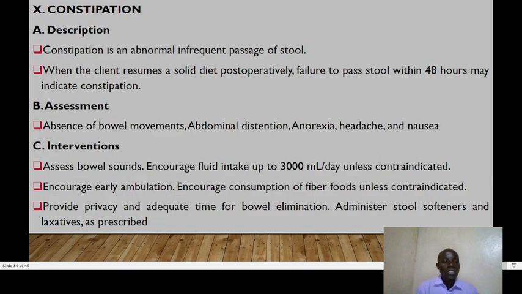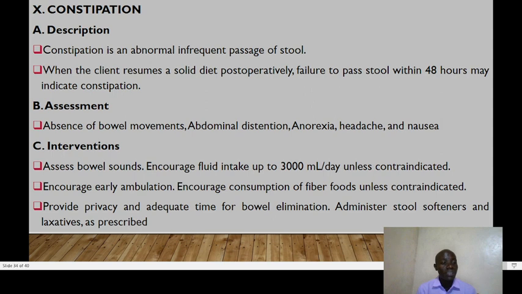Another complication could be constipation, which is an abnormal infrequent passage of stool, and this happens when the client resumes the solid diet post-operatively. So we have failure to pass stool within 48 hours. So the nurse needs to assess for the absence of bowel sounds, abdominal distension, anorexia, headache, and nausea.